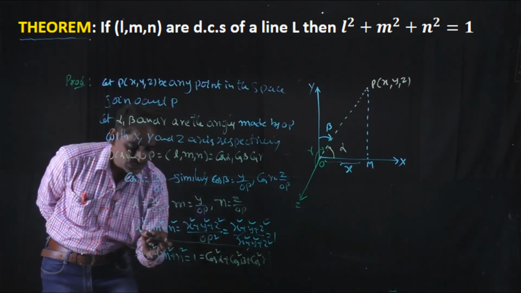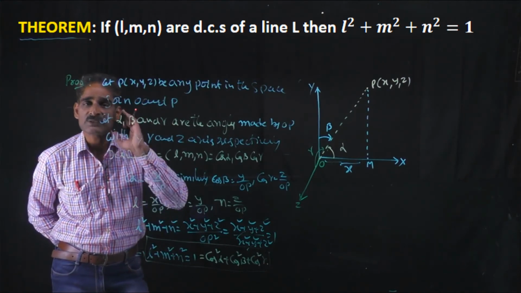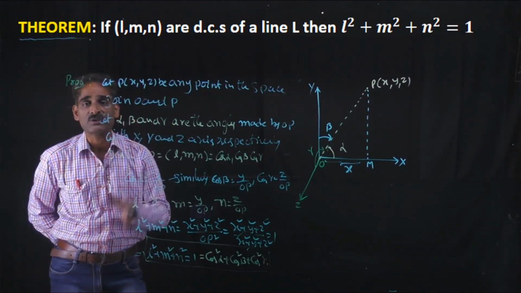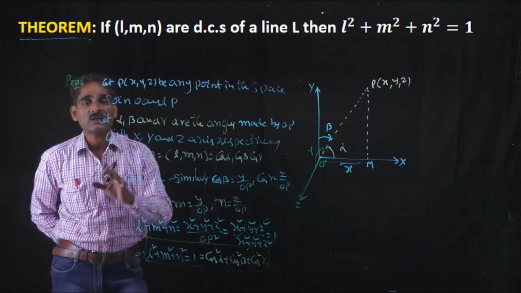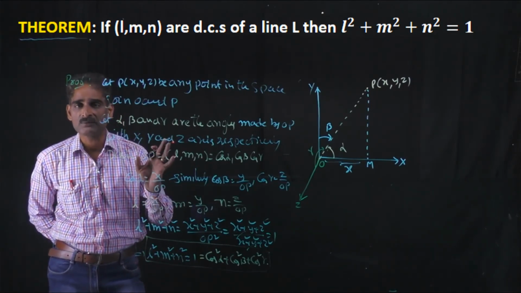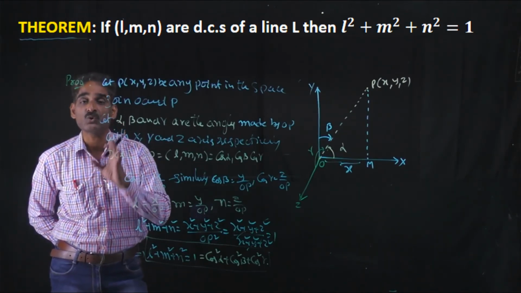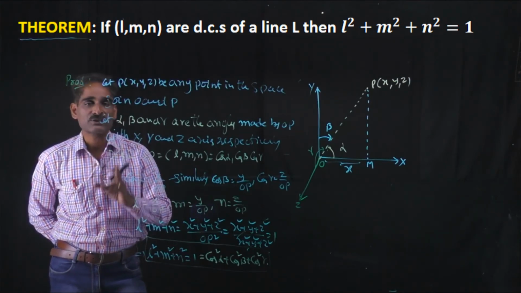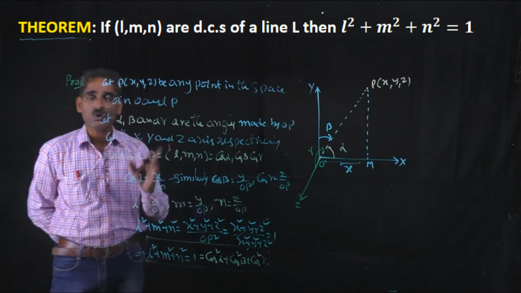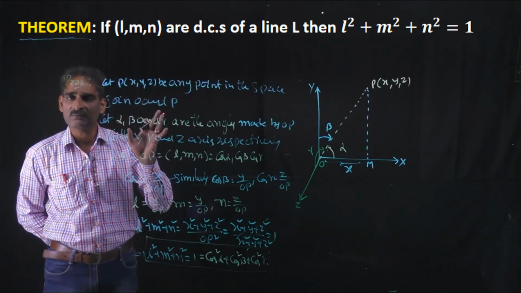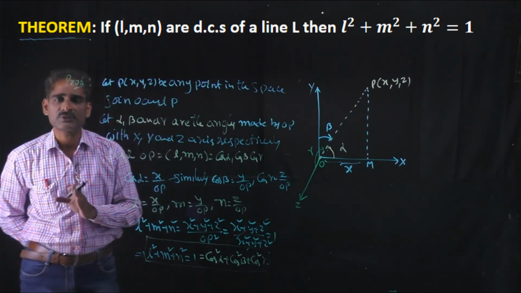Whatever it may be, for the angles made by the ray, cos square plus cos square plus cos square, otherwise l square plus m square plus n square, is always 1. You remember it. Whatever the angles alpha, beta, gamma with the x, y, z axes, this square sum should be 1. l square plus m square plus n square equal to 1. Cos square alpha plus cos square beta plus cos square gamma equal to 1 for any line. If l, m, n are the DCs of any line, l square plus m square plus n square equal to 1.